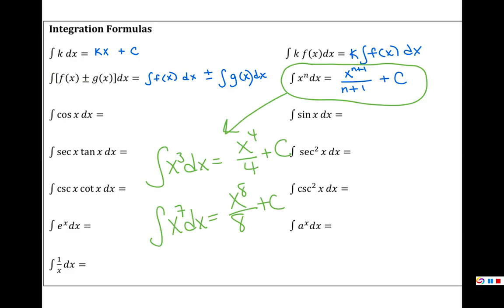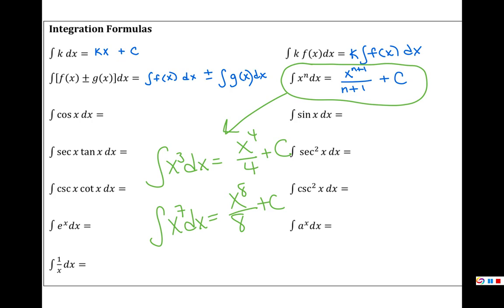Let's take a look at this one that I have circled, x to the n. So this is an important formula. This is our power rule for antiderivatives. If you want to find the antiderivative of x to the n, you get x to the n plus 1 divided by n plus 1. This really is my derivative rule backwards. So remember, when we find derivatives, we end up multiplying. We bring the exponent down, so we're multiplying. And then we subtract 1 from the exponent. Here we're going to do the opposite. We have to add 1 to the exponent, and we have to divide.